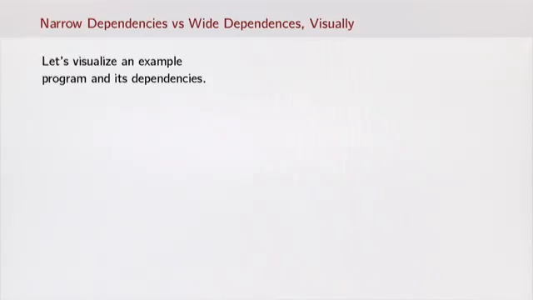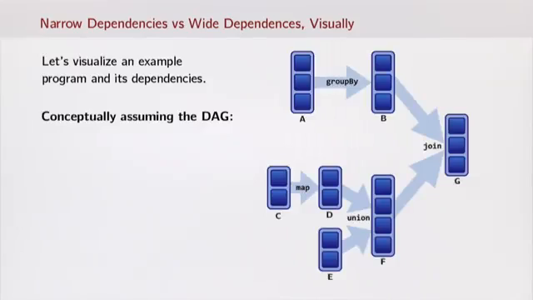So let's take this visualization a step further and visualize an example program and its dependencies. Let's assume that we have the following DAG, the following graph of computations, where each one of these here are RDDs, right?